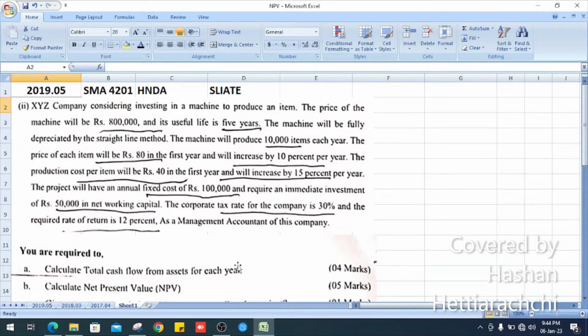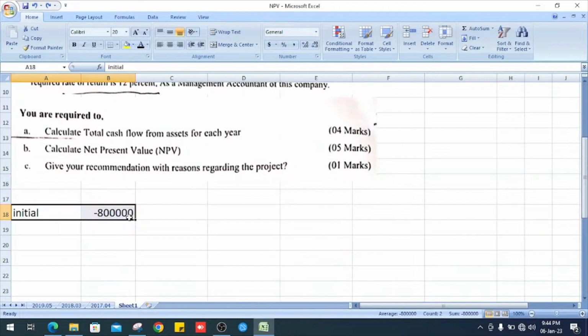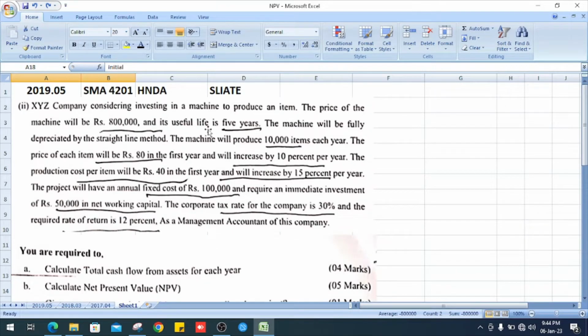Welcome all. This is question number 5, section 2, 2019 Strategic Management Accounting past paper, HNDA. XYZ company considered investing in a machine to produce an item. The price of the machine will be 800,000. The initial investment is 800,000 and its useful life is 5 years.